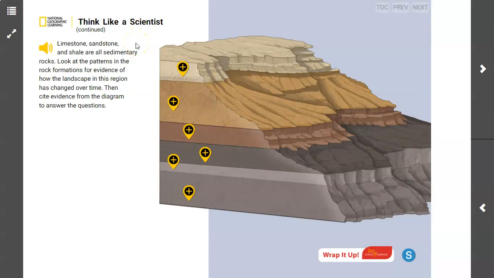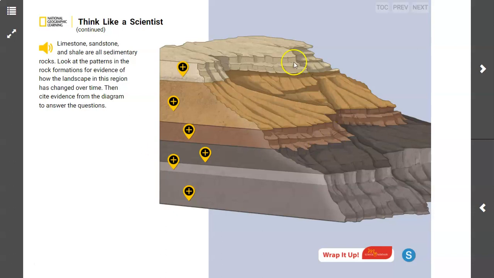Limestone, sandstone, and shale are all sedimentary rocks. Look at the patterns in the rock formations for evidence of how the landscape in this region has changed over time. Then cite evidence from the diagram to answer the questions. So when we're done, of course, we'll have some fill in the blanks, we'll have time to climb, and we'll have it open-ended, so you'll use the information that we have learned on this page to help you answer those questions. Since on the last page, it told us that the oldest layers are at the bottom and the newest layers are at the top, I'm going to go ahead and start at the bottom.